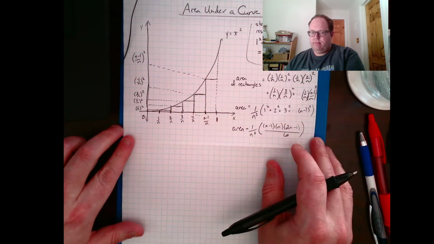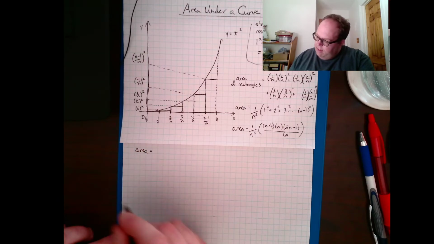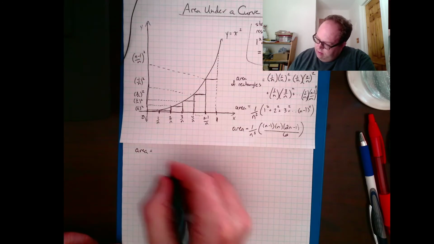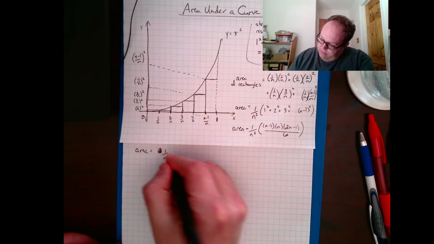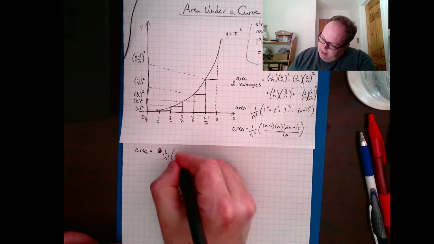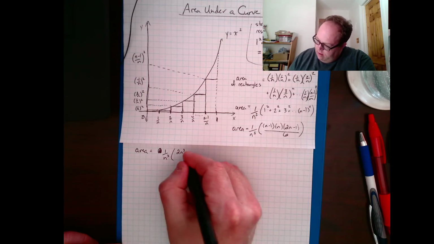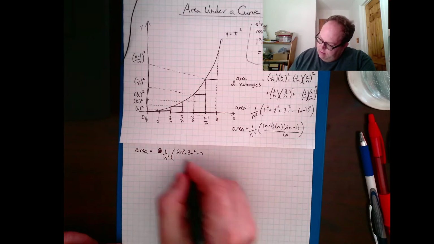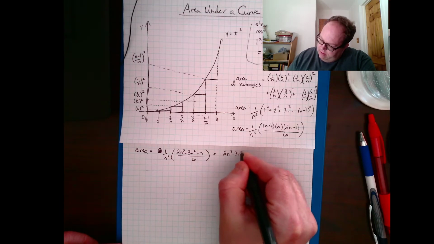Okay, and I can simplify that a little bit. I can say that the area is, if I multiply that expression in the numerator out, don't forget my 1 over n cubed out front, and inside there I would end up with 2n cubed minus 3n squared plus n over 6, or if I put it all together, 2n cubed minus 3n squared plus n over 6n cubed.